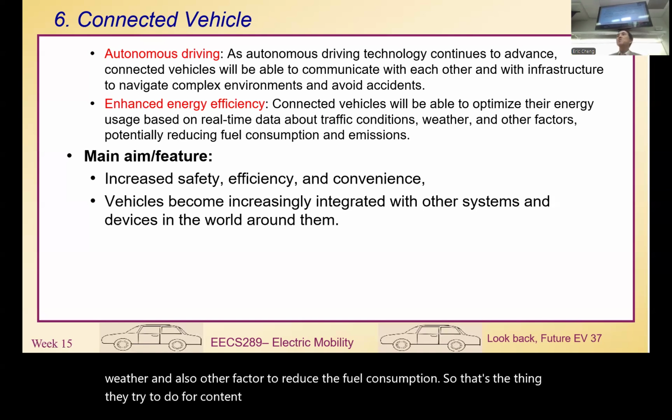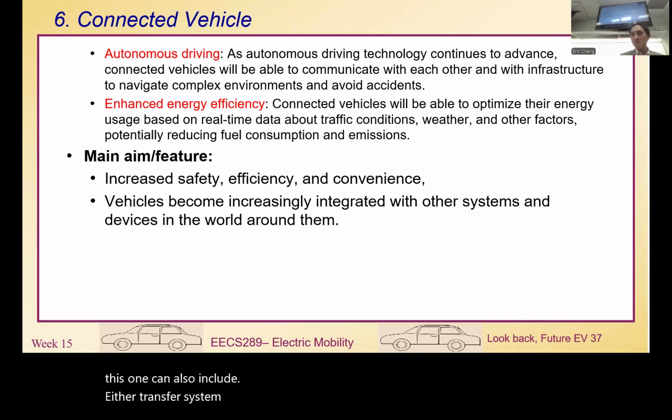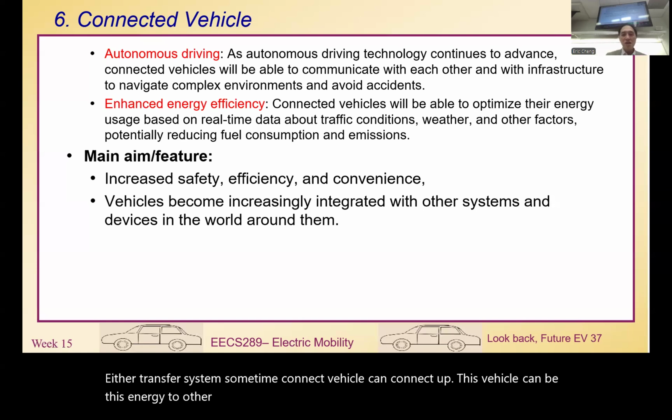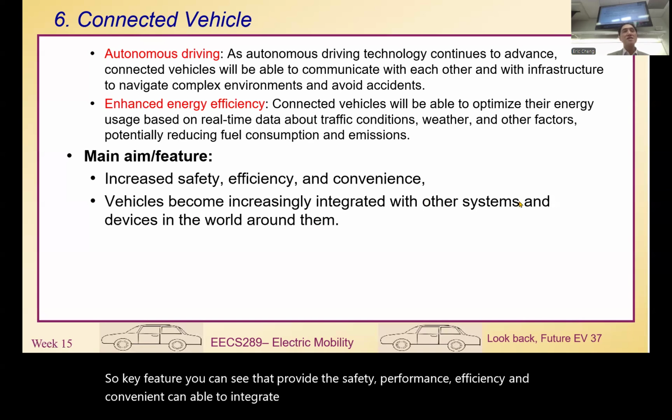So connected vehicle is really a big topic. Not only this, it can also include many other things like the charging system. Sometimes connected vehicles can connect up, and one vehicle can release energy to another vehicle. The key features you can see are safety, performance, efficiency, and convenience. It is able to integrate the vehicle with other systems. So that's how we call it connected.